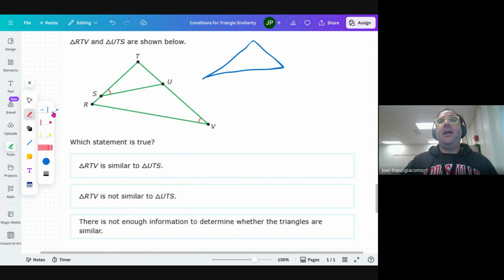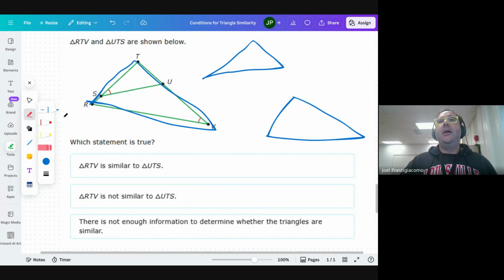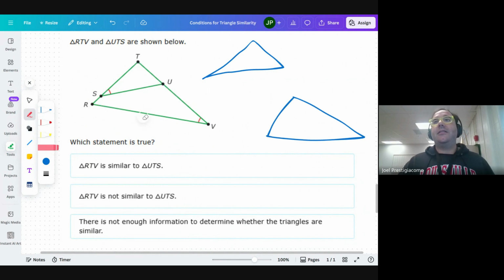So we see that. And then we have this larger triangle here that looks like it's in a different orientation, but again, this doesn't mean that it's not similar. So again, we can see these two things. Remember, we're not talking about this four-sided figure down here. We're talking about RTV, the big triangle over here, and UTS. So how do we deal with this?